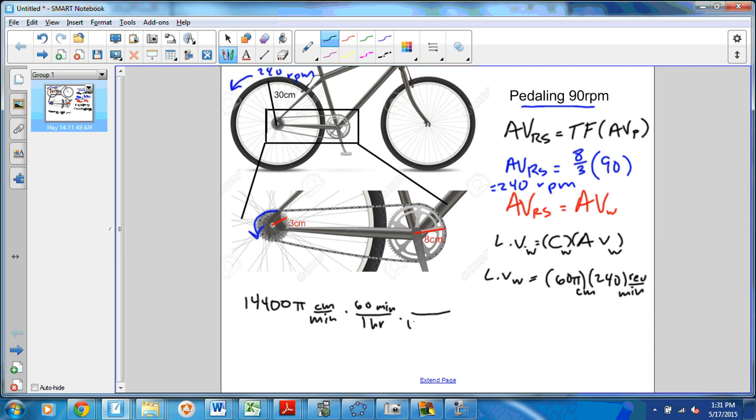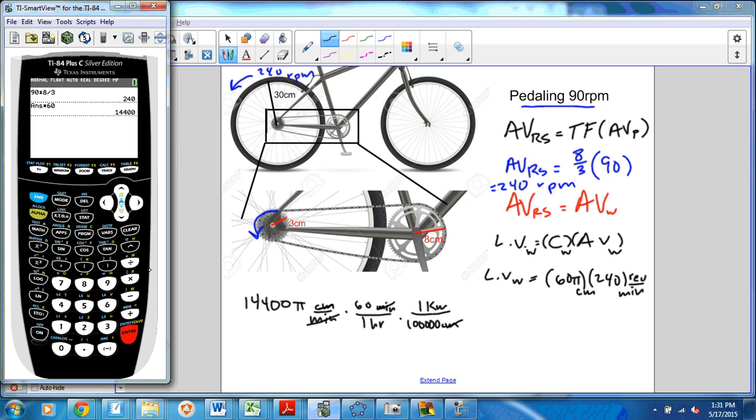We have 100,000 centimeters for that 1 kilometer. So I have my minutes cancel. I have my centimeters cancel. I'll be left with kilometers per hour. So I'm going to take that 14,400 times 60 and divide by 100,000. And if you can keep it in exact form, we should.